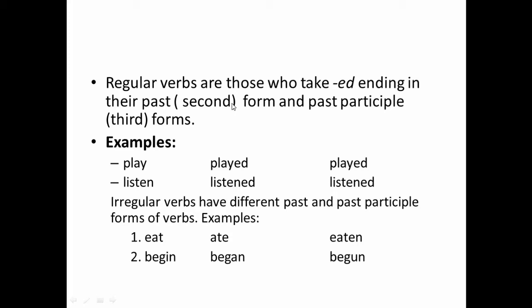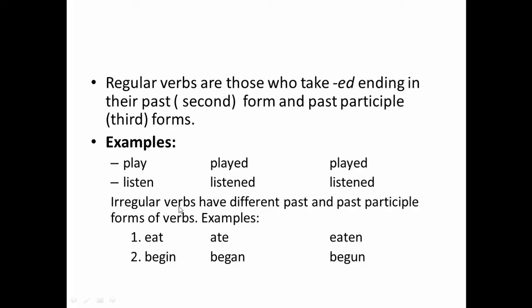Regular verbs are those that take ed ending in their past form, that is second form of the verb, and past participle, that is third form of the verb. Some examples are here. Play, this is the first form. Played, second form, that is called past form. And played, this is the past participle. That is why they are called regular, because there is a regular pattern of ending at ed. You will find this ed to tell that this is the second form or third form of the verb.